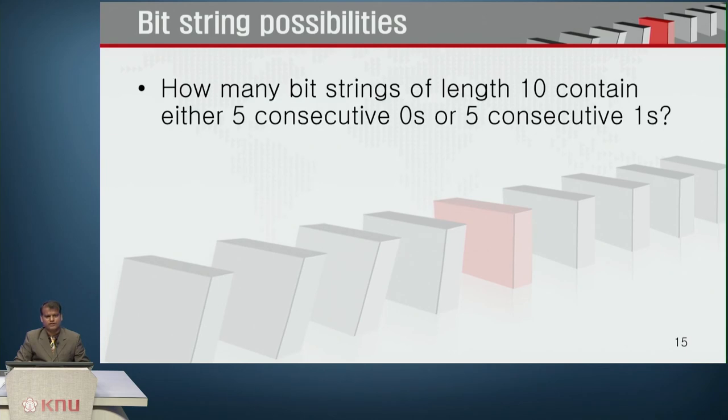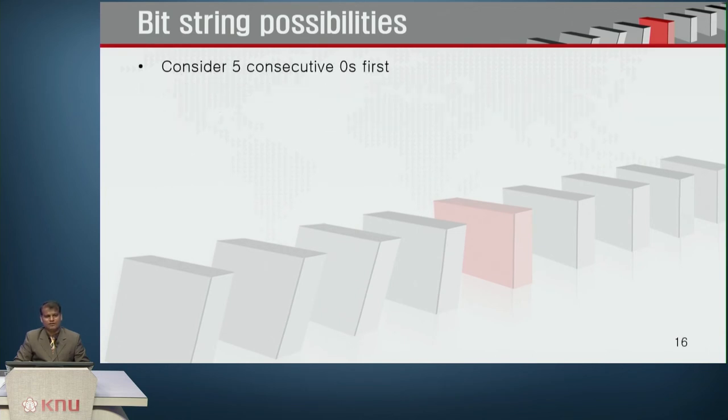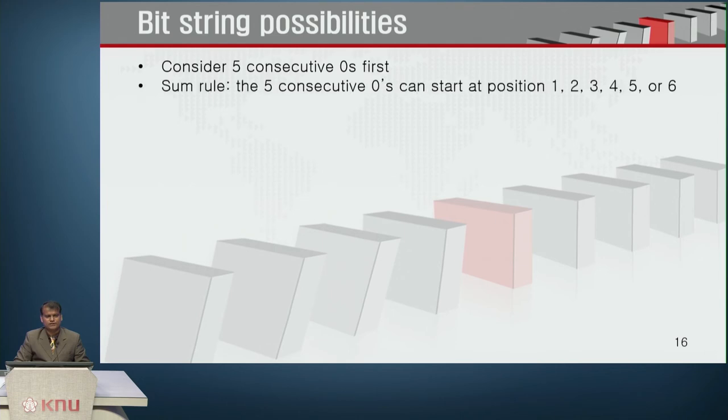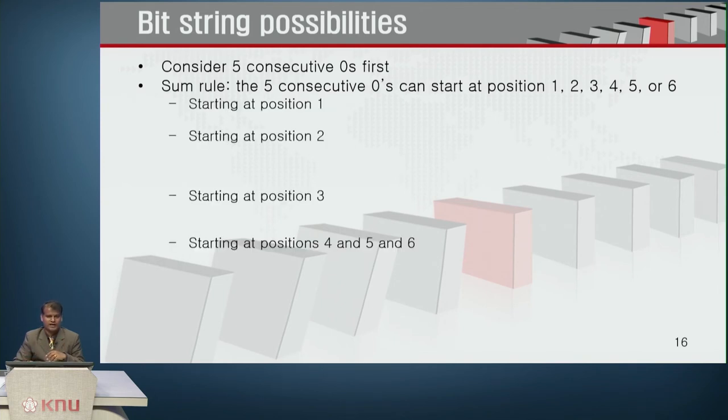So, bit string possibilities again: how many bit strings of length 10 contain either 5 successive zeros or 5 consecutive ones? Consider 5 consecutive zeros first. Say you have some rule: 5 consecutive zeros can start at position 1, 2, 3, 4, 5, or 6. These are the positions of the bits. Starting at one position, you have 5 bits that can be anything.